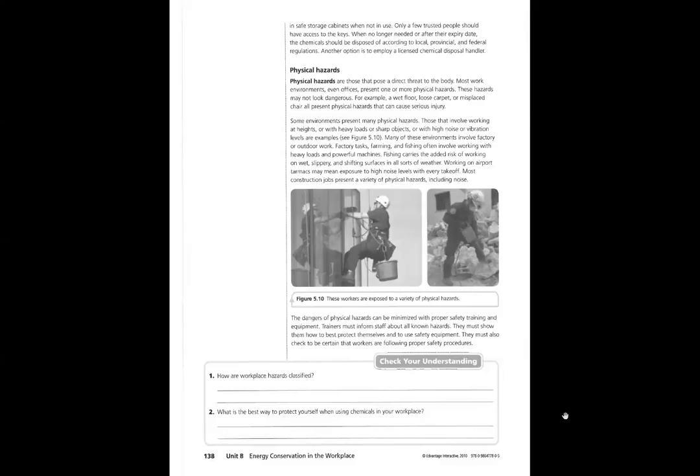Now, we're going to do our first set of check your understanding questions. This is on page 138 of the textbook. Question one says, how are workplace hazards classified? That question is worth 3 marks because there are 3 ways that workplace hazards are classified. List all 3 ways. Question number 2 on page 138 says, what is the best way to protect yourself when using chemicals in your workplace? And that is worth 1 mark. There is one really important way that you want to be safe in your workplace when using chemicals.